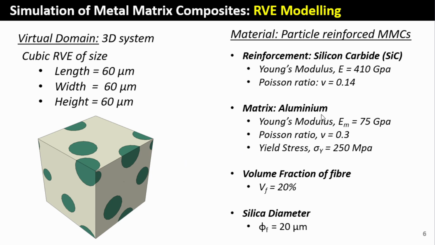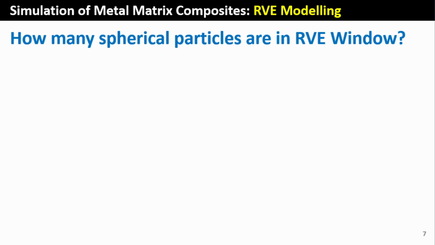The aluminium is the matrix, again with the properties given, and we will allow the matrix to yield at 250 megapascal. The volume fraction of the inclusion, in this case, is 20%, and the diameter of the particle is 20 microns. All right, so how many particles do you think will fit into this RVE window?